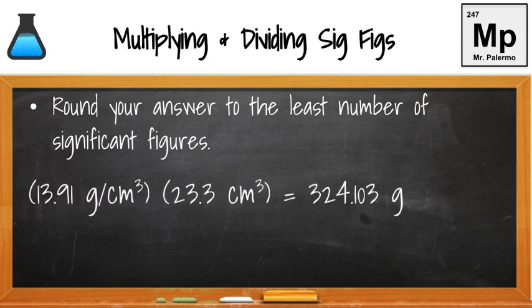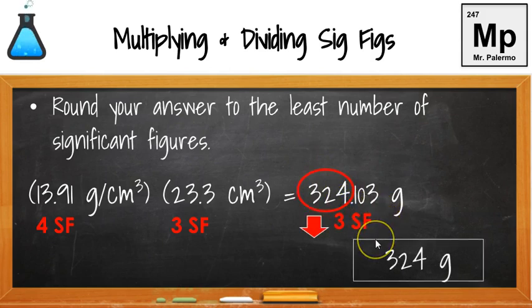For example, if I want to multiply 13.91 times 23.3, I have to count my significant figures. The first one, 13.91, has 1, 2, 3, 4 significant figures. This has 1, 2, 3 significant figures. So the least number of significant figures is going to be 3, and our final answer can only have 3 significant figures. So 1, 2, 3, which rounds to 324 grams.